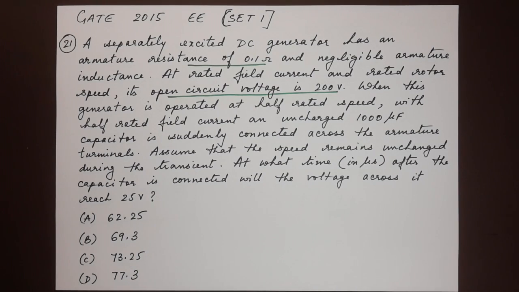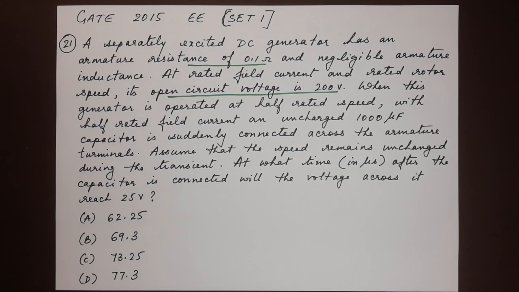Here's the next question, number 21. A separately excited DC generator has an armature resistance of 0.1 ohm and negligible armature inductance. At rated field current and rated rotor speed, its open circuit voltage is 200 volts.